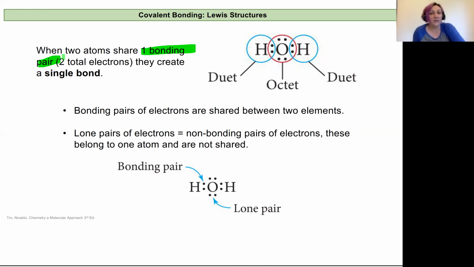Any lone pairs of electrons in our Lewis structure are going to be non-bonding pairs of electrons. Now, these are going to just be attracted to the one nucleus of the atom that they're a part of, and they're still valence electrons. They're just not participating in a shared electron situation with another atom. And so let's look at the difference between these two. We have bonding pairs and lone pairs.